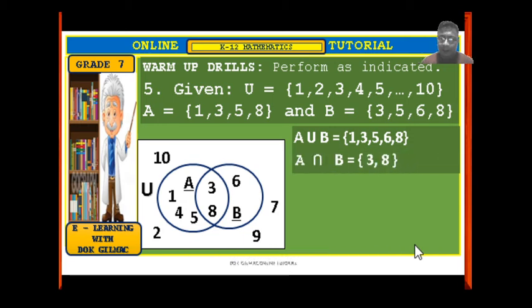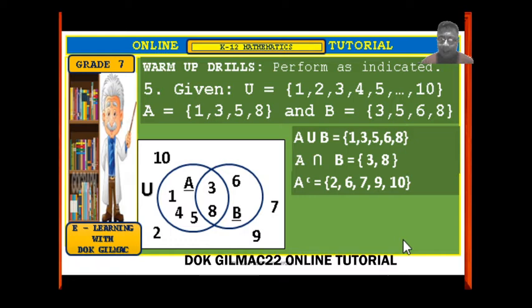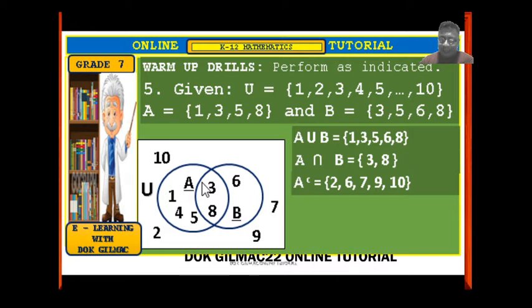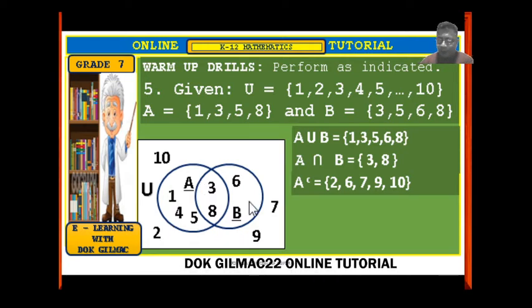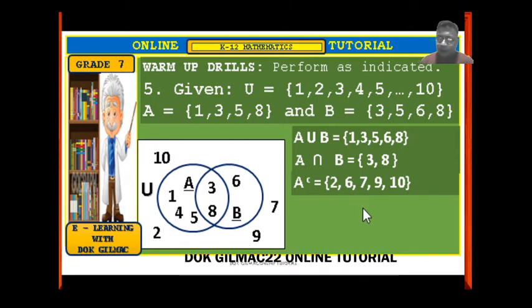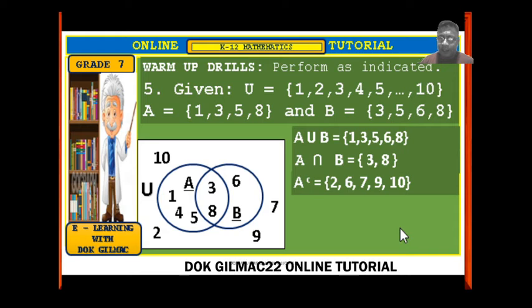Okay? Now, how about the intersection of A and B? We have 3 and 8. As you can see here, these two elements are the common elements for both A and B. Now, how about A complement? A complement are the elements of the universal set that are not in A. So we have 2, 6, 7, 9, 10. 1, 3, 4, 5, 8 are not included.